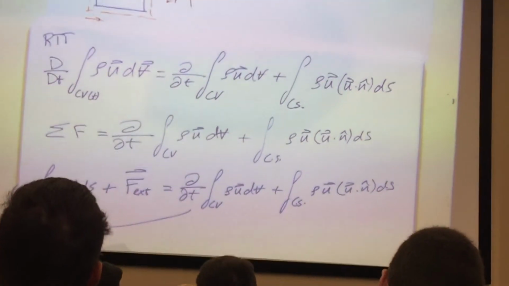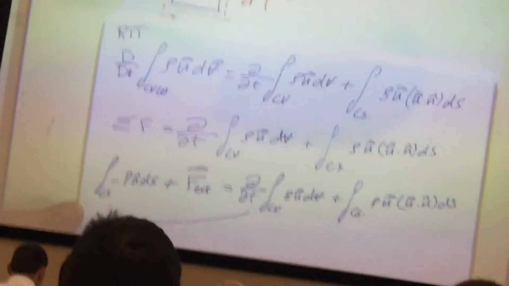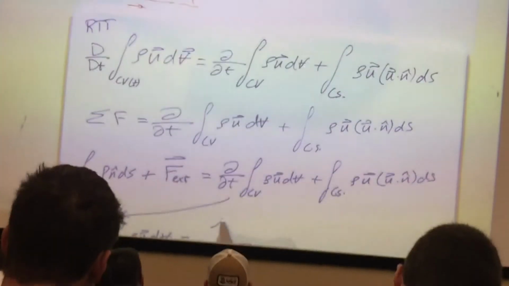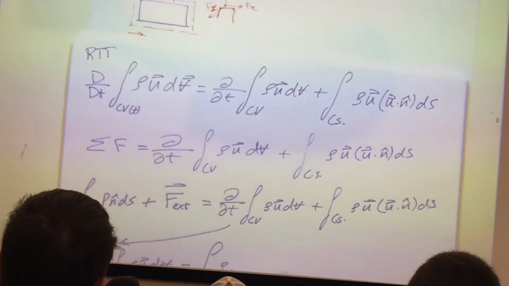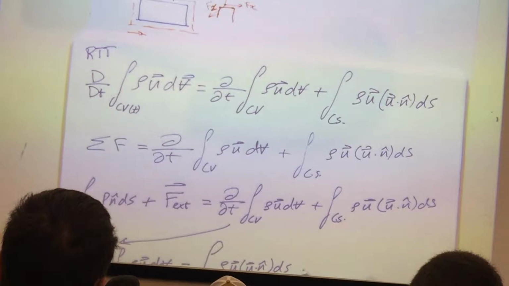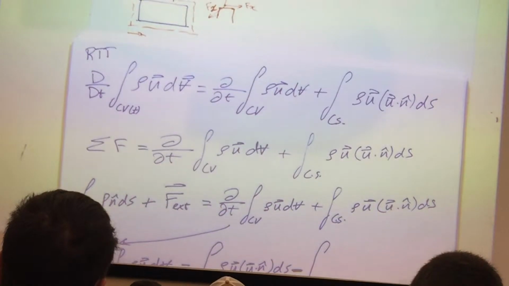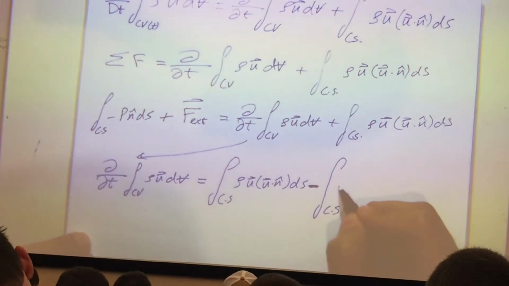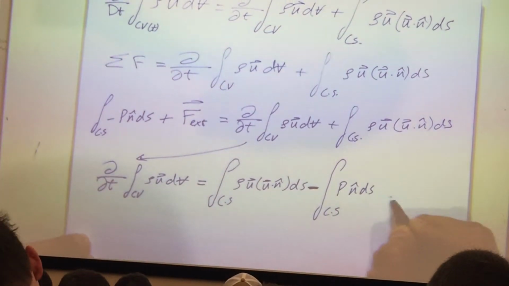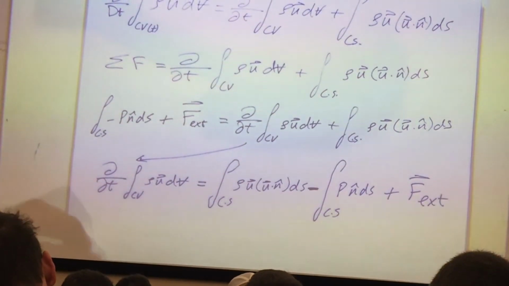Over everything on the right-hand side, so we'll say partial t, the integral over the control volume of rho velocity, is equal to my control surface integral of my momentum, minus the integral of my pressure ds, plus my external force. And there you have it.